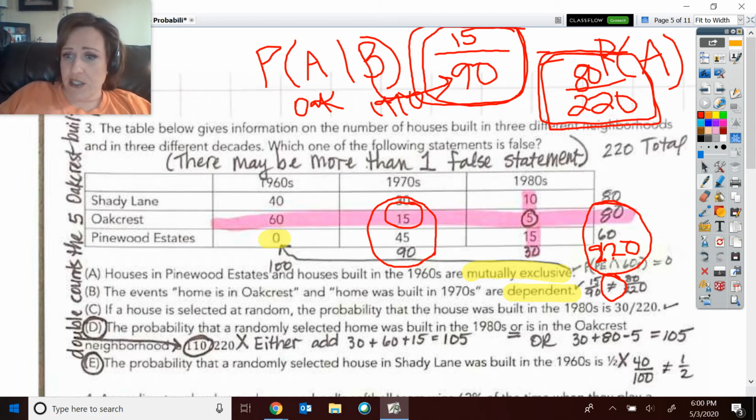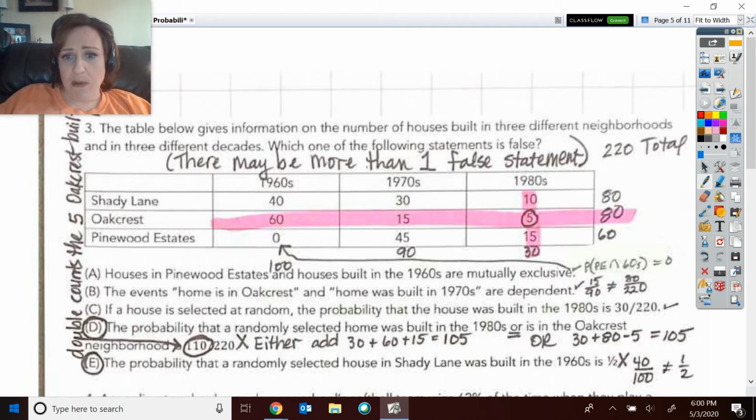If a house is chosen at random, the probability that that house was built in the 1980s is 30 over 220, and that is the truth. Here was the 80s over the total, which was 220, so that's a true statement. So A, B, and C are true so far.